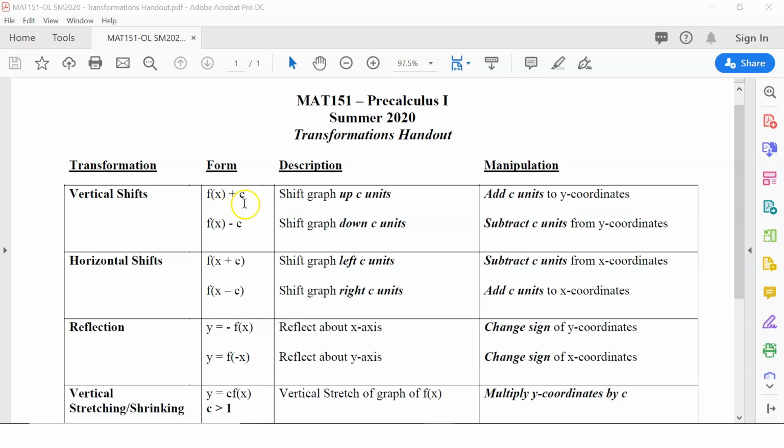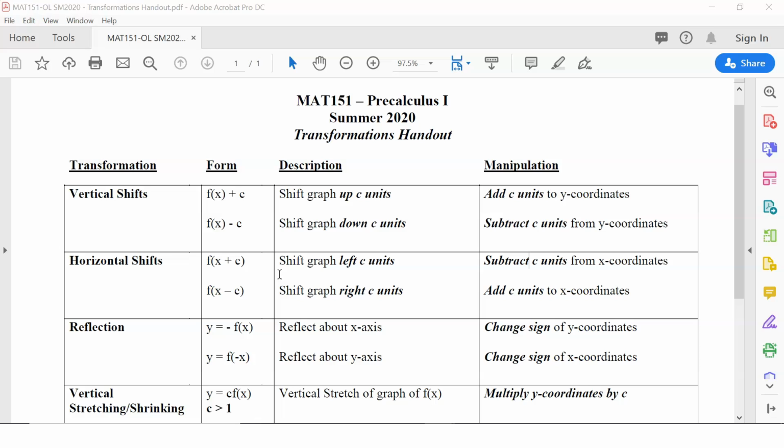Now, in general, you can identify a vertical transformation because it is some manipulation or argument outside the function. So for a vertical shift, we can shift the graph up by c units or shift it down by subtracting c units. Notice how the plus c or minus c is outside the argument of the function f of x. And there you see this is the algebraic manipulation we'll make to our table of coordinates. We can add c units or subtract c units from the y coordinates.